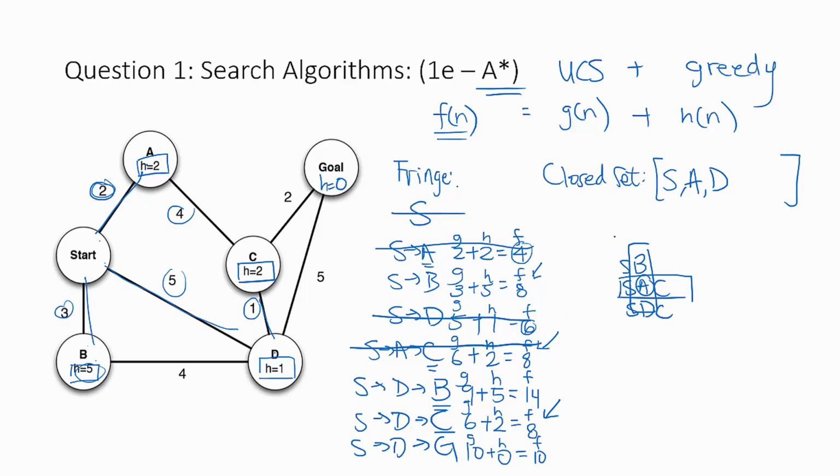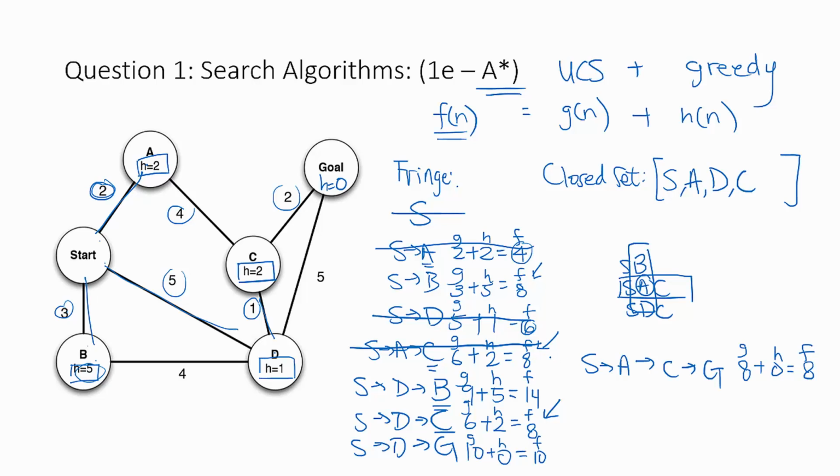Let's expand S to A to C, put C on the closed set, and enqueue the relevant successors here. That's just S to A to C to G. And the G cost for this is 2 to get to A, 4 to get to C, and 2 to get to the goal. So in total, that's 8. The heuristic at the goal is 0. So the F cost along this path is 8.